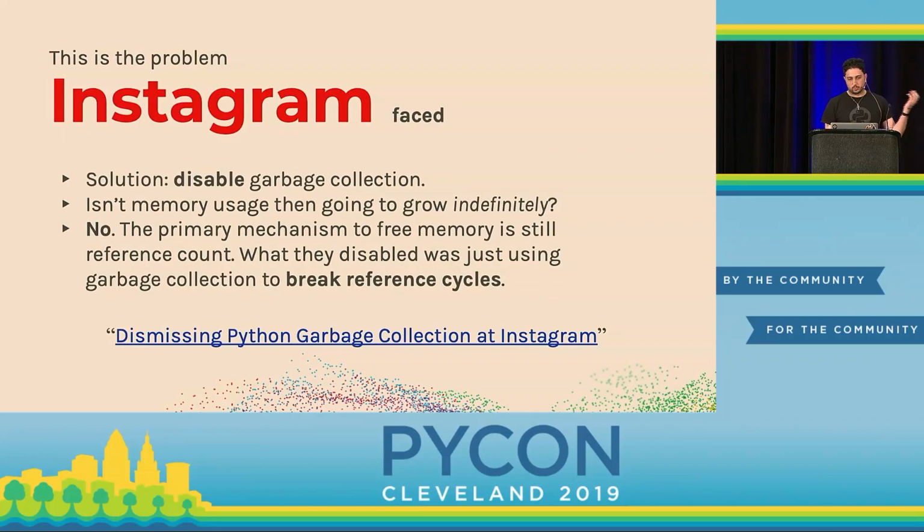As you may know, this is the problem that Instagram faced, and there are a lot of interesting talks about this. They tried to disable the garbage collector. You may think, oh, is memory going to grow indefinitely? Actually, not really. There are still problems, so they made some new adjustments in the future. But the idea is that reference counting is still the primary mechanism for this, so you will still have a lot of variables getting destroyed because of it.